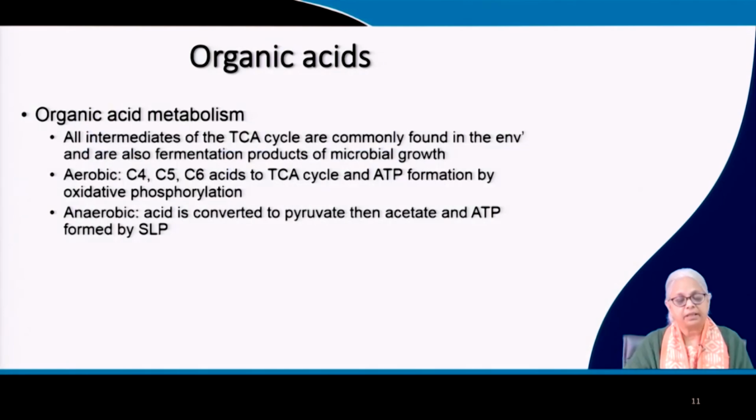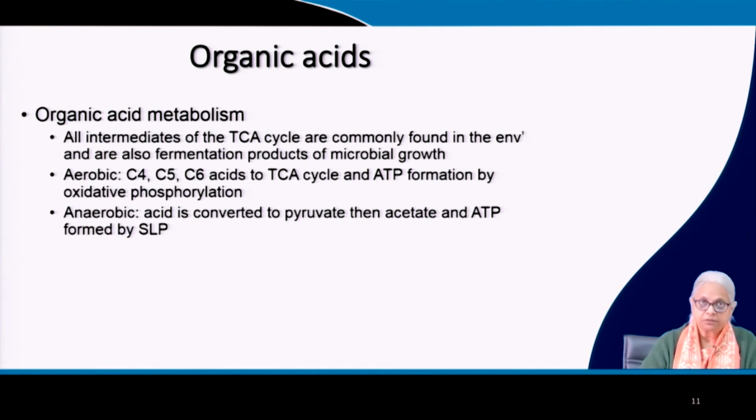Then we come to organic acids. Organic acid metabolism: all intermediates of the tricarboxylic acid cycle are found in the environment. That's why we know that they are common intermediates. They are also fermentation products of microbial growth.